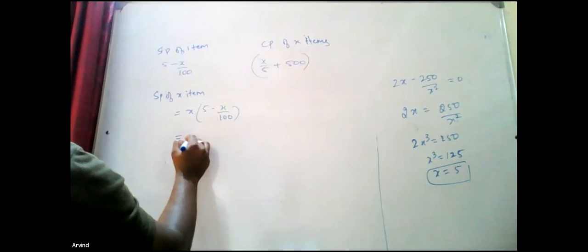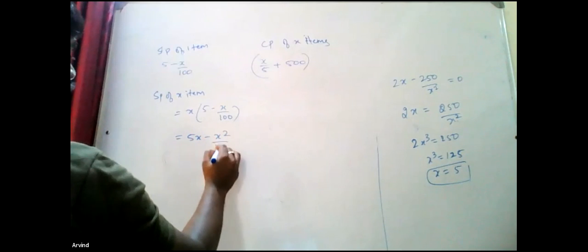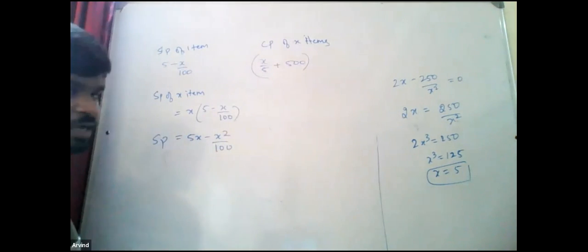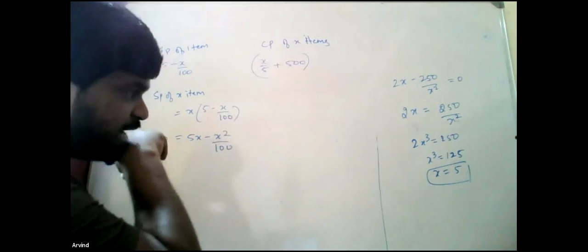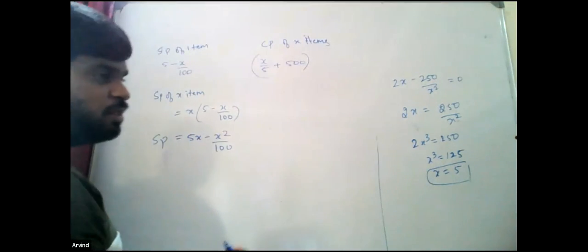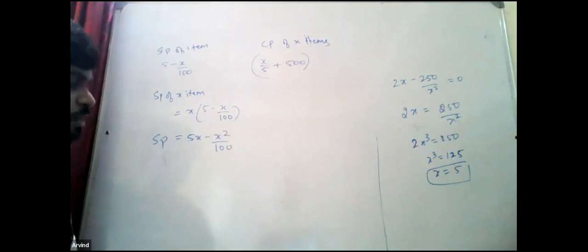So let's multiply 5x minus x square by 100. This is your selling price, and this is your cost price of x items. They're asking what will be the profit. To get the maximum profit, what should be the number of items? How many items should we sell?